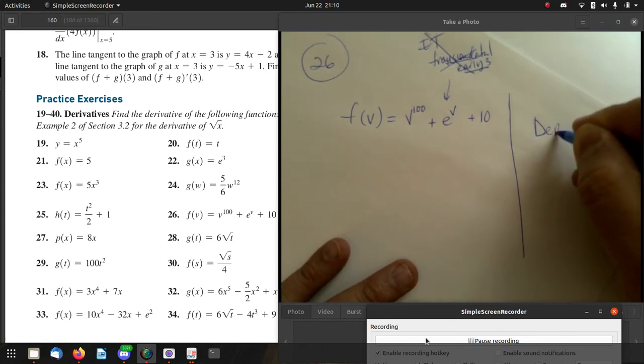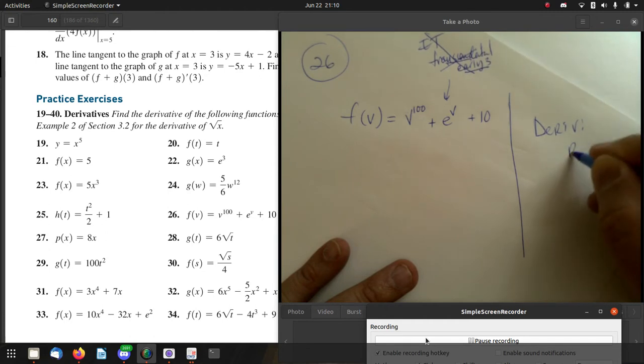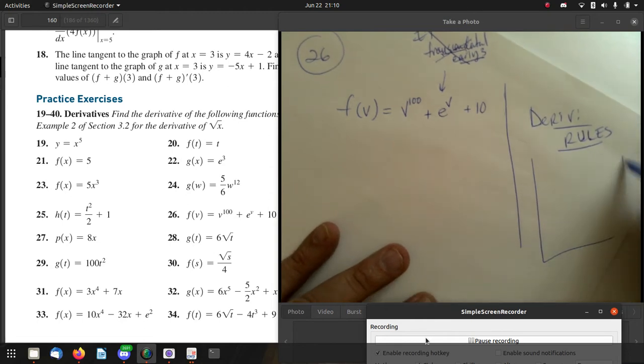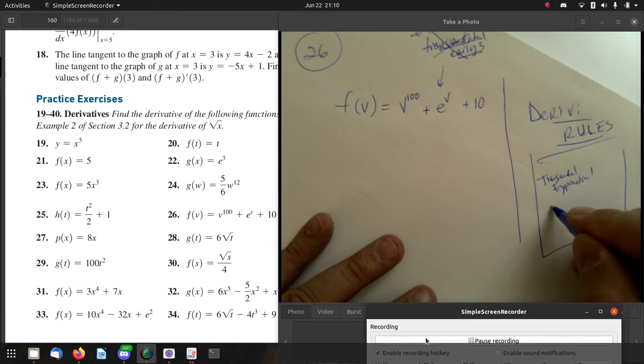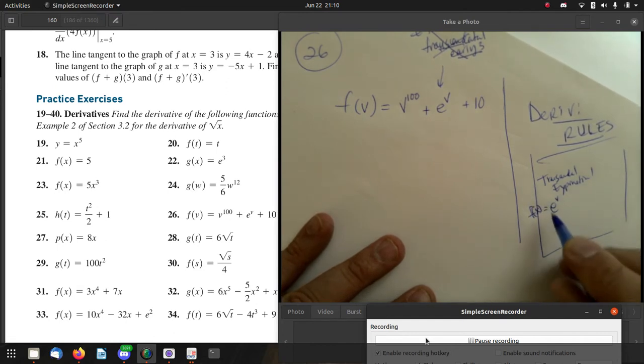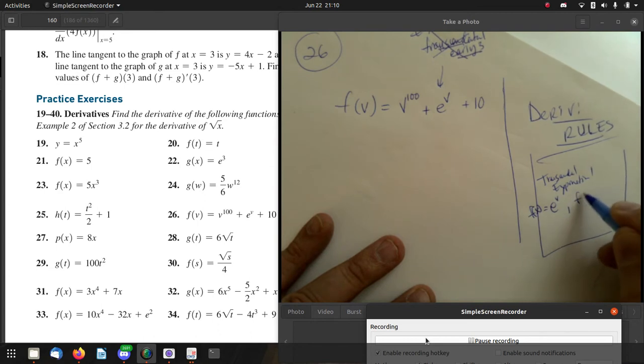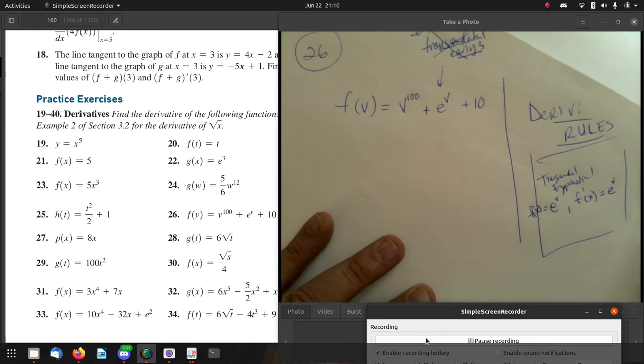So again, you have your derivative rules notes. I can't stress this enough. Whatever page you're at, you want to write transcendental, or you could write exponential. And so e to the v, and this is the cool thing here: if f of x is e to the v, the derivative is also e to the v. It's super cool. It's pretty creepy.